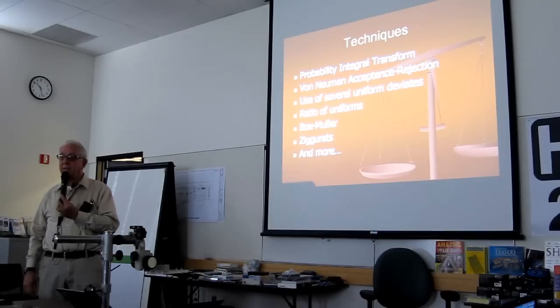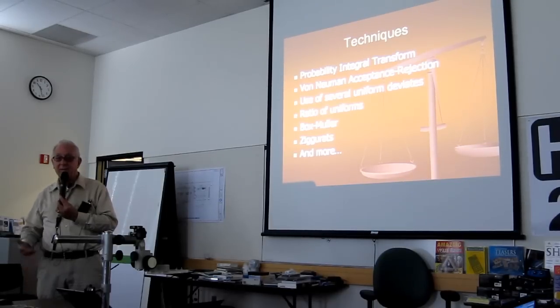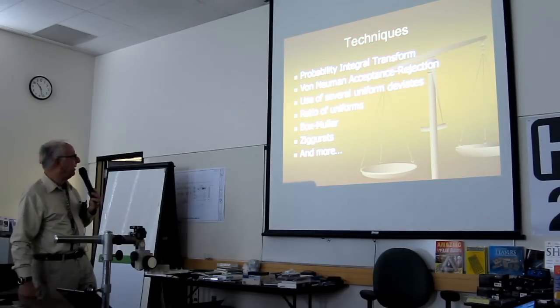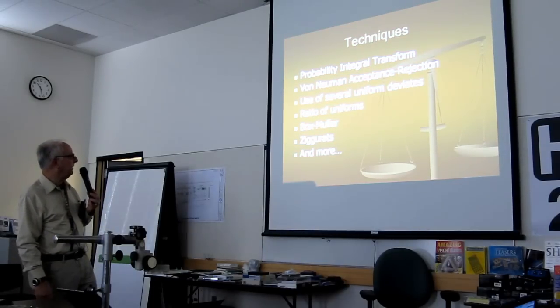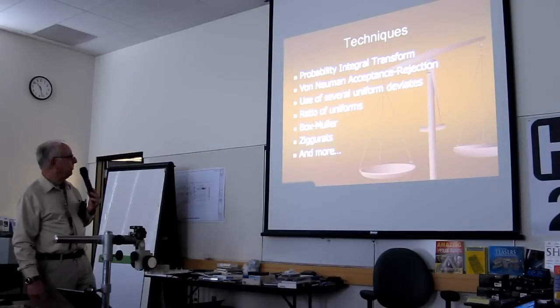It falls off as 1 over x for the ratio greater than 1, and because it falls off as 1 over x, it turns out this thing has an infinite variance. The integral for the variance doesn't converge. It's sort of like the Cauchy. Then there's a Box-Muller transform.